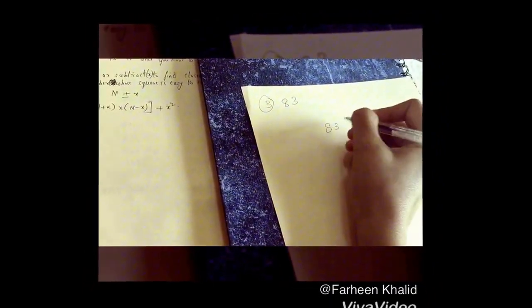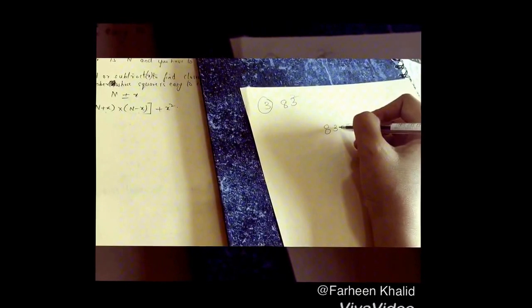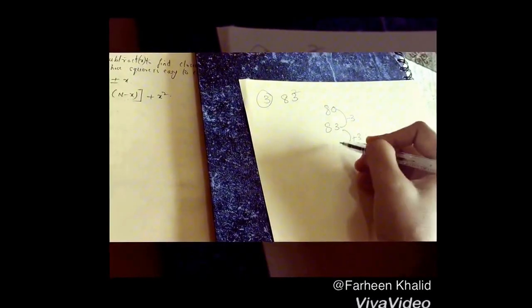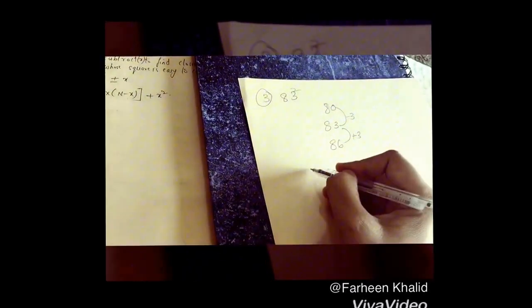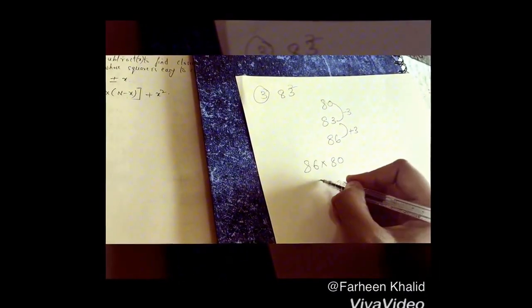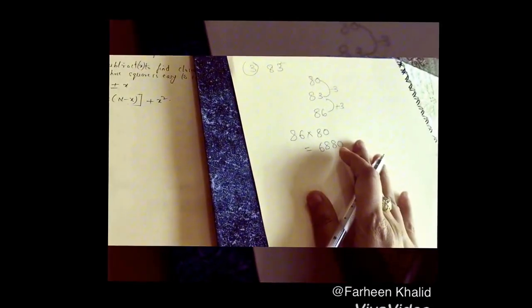Okay, let's take one more example. The next example is 83. We take 83 here, and we have to find the square of this number. What can we do? Instead of adding this time, we are going to subtract 3 to make it closer to the rounded number, that is 80. And if you add 3, it becomes 86. The next step is to find 86 times 80, which is 688, and we put the 0 here.